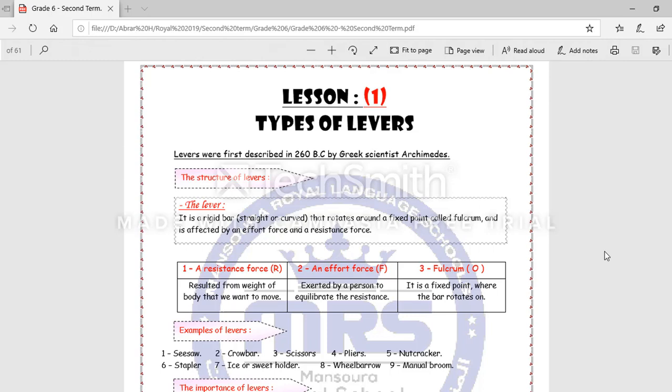Hello my dear students. Today we will talk about levers, and this lesson is for grade 6, unit 1, lesson 1.